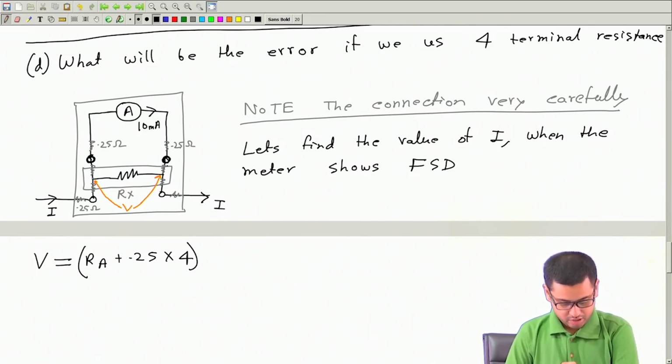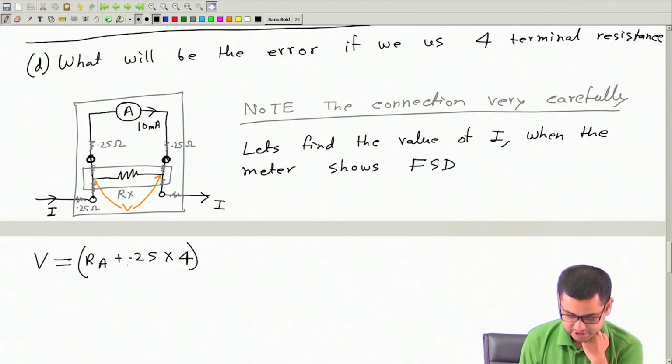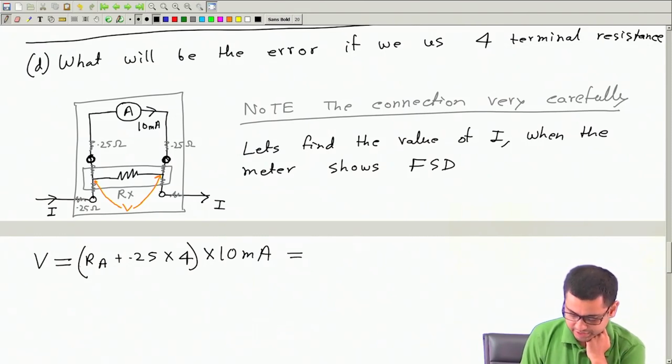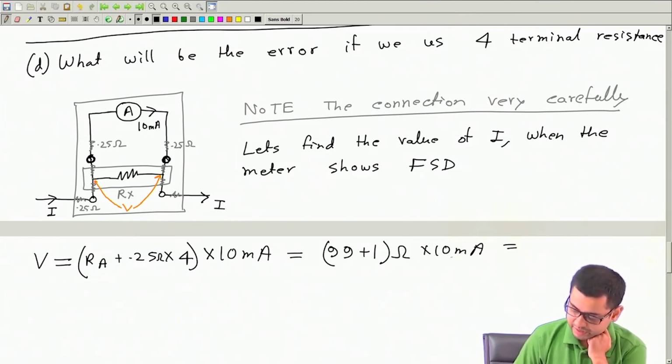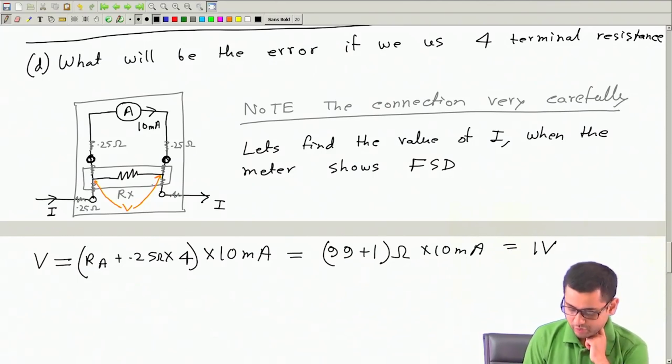Okay, so what will be the value of this voltage? This is this resistance multiplied by the current, which is 10 milliampere. We can write RA as 99 plus this is 1, so multiplied by 10 milliampere, this is 100 times 10 milli, so this will be 1 volt. So V will be 1 volt.